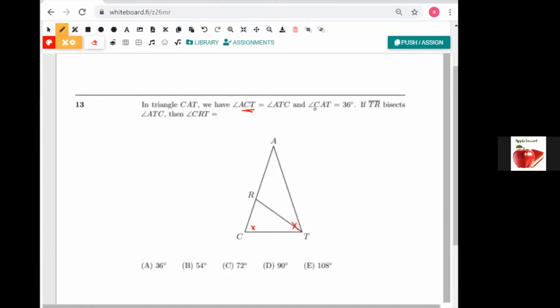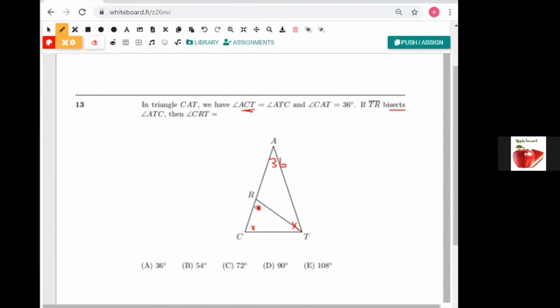And angle CAT equals 36. Now the question says, if TR bisects, does anybody know what the word bisect means? It means cut in half. And it's asking what CRT is. So it actually wants to know this angle right here. That's what we're trying to find.